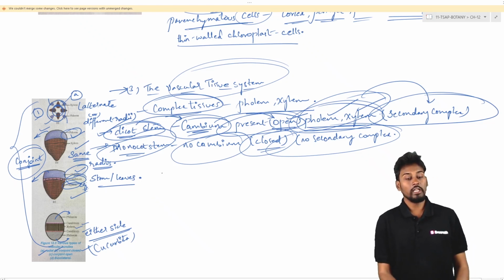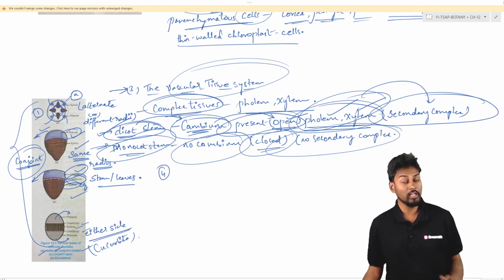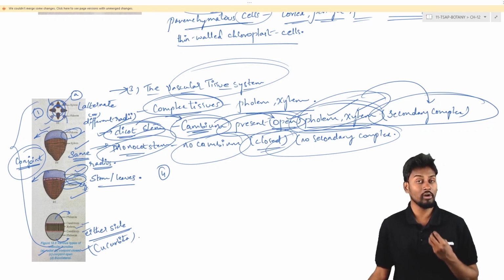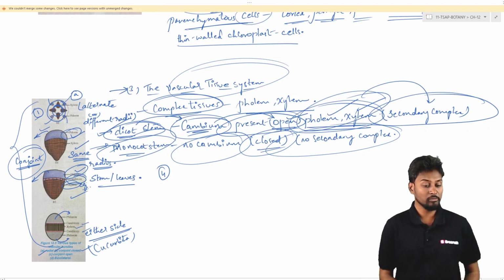So the next to last one is called bicollateral. It is the bicollateral type of vascular system where the phloem is generally present on either side of the xylem. So here we can see one side has phloem, the other side has phloem, and the xylem is only one bundle.